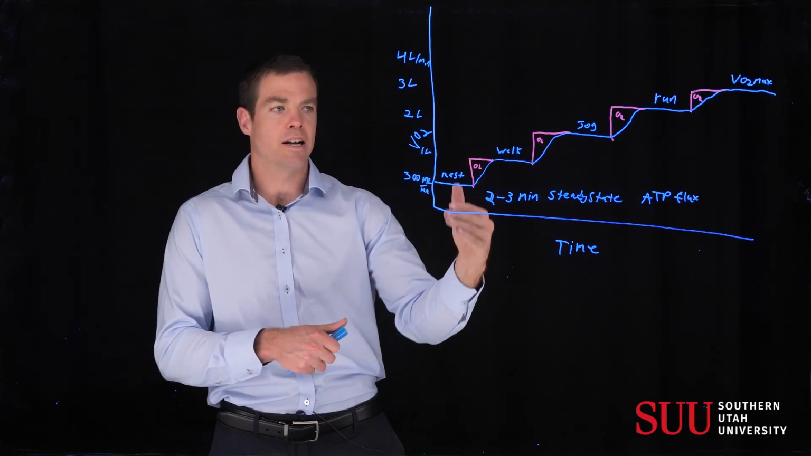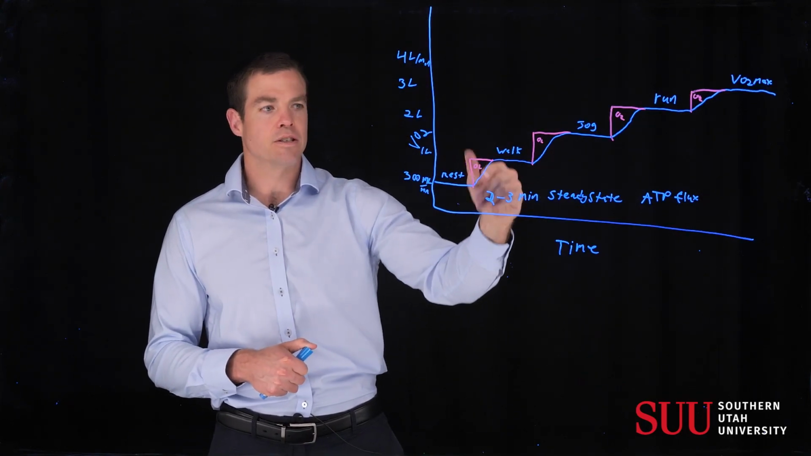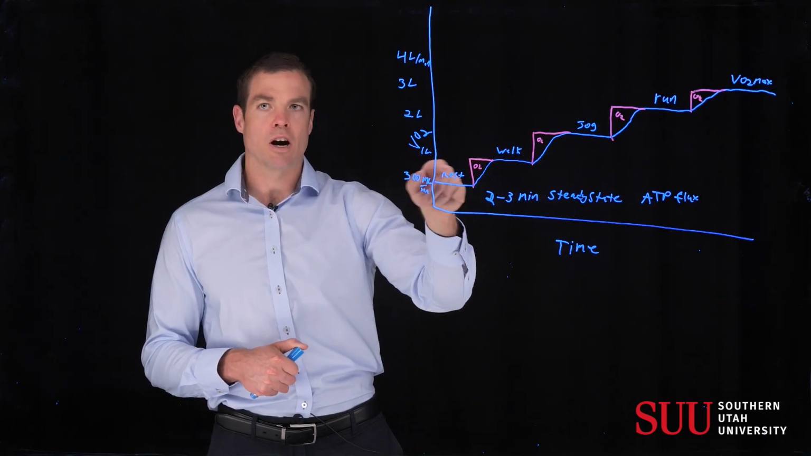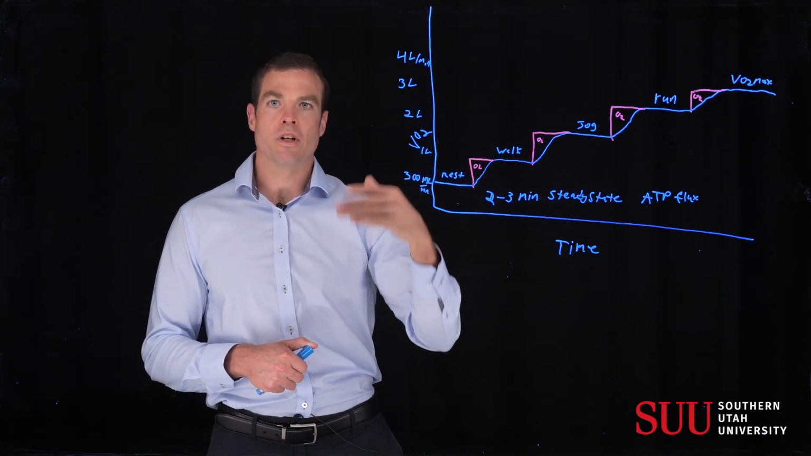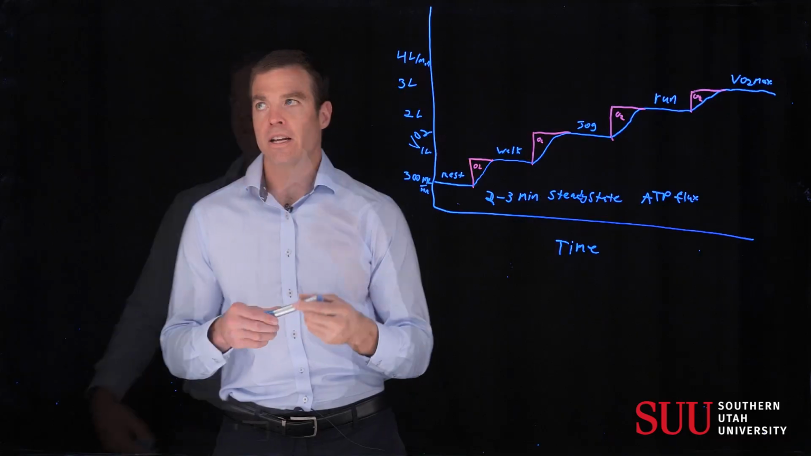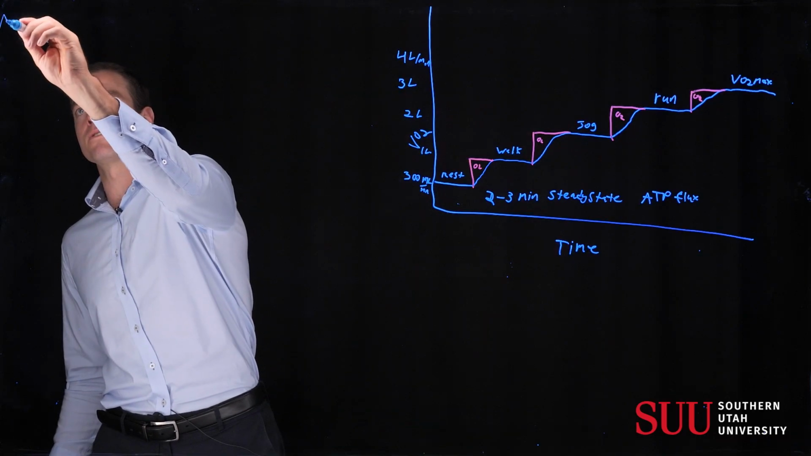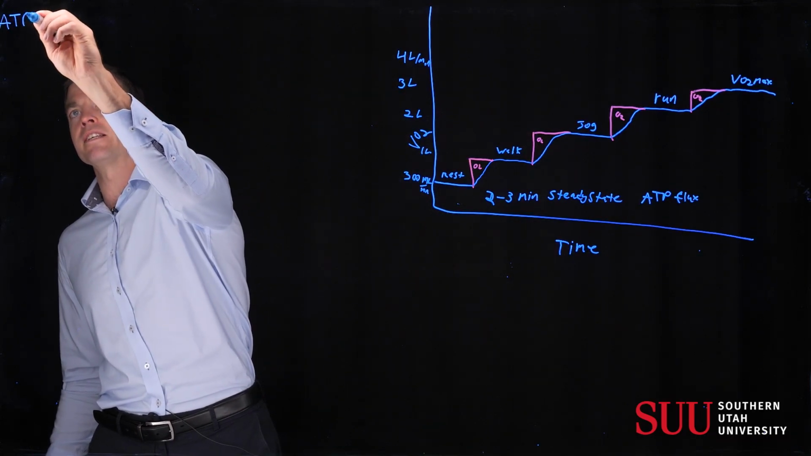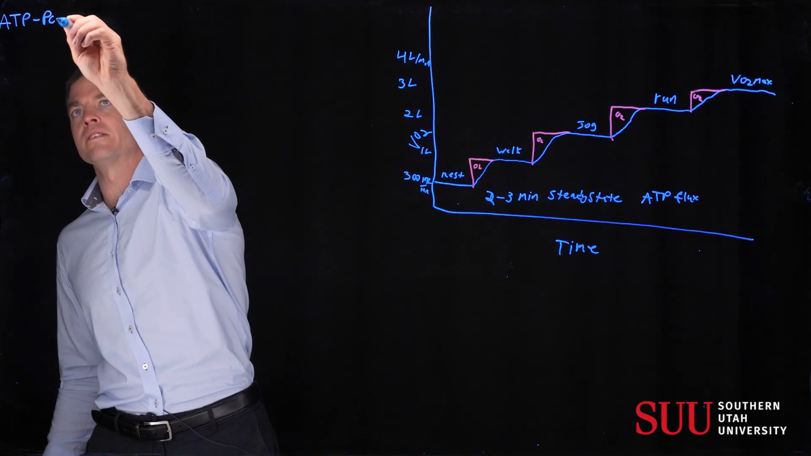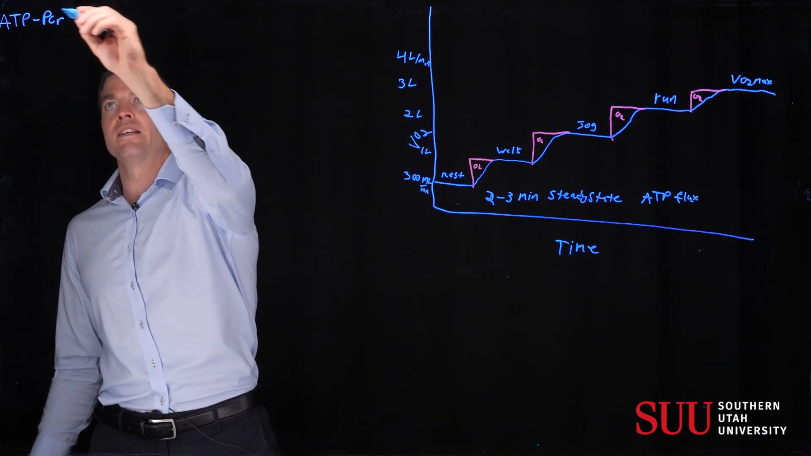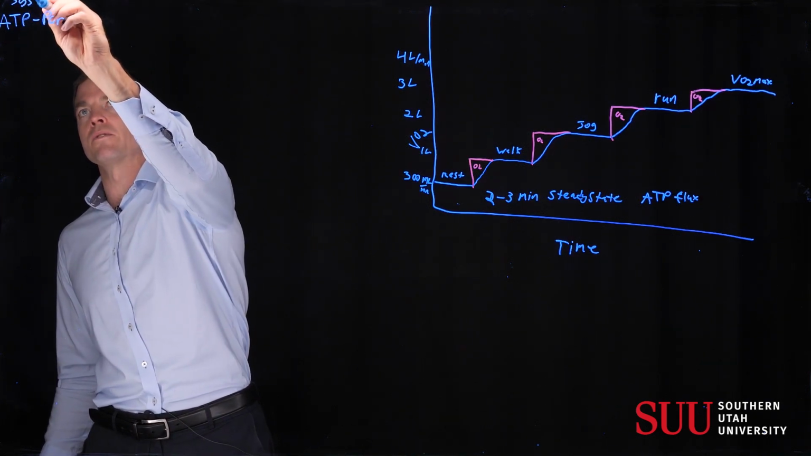Because you did start walking, you got out of the chair and started walking, what gave you the energy to do that if it wasn't from your oxidative phosphorylation? Well, it's from your anaerobic pathways. So we have our first one here, the ATP-PCr system, we'll say.